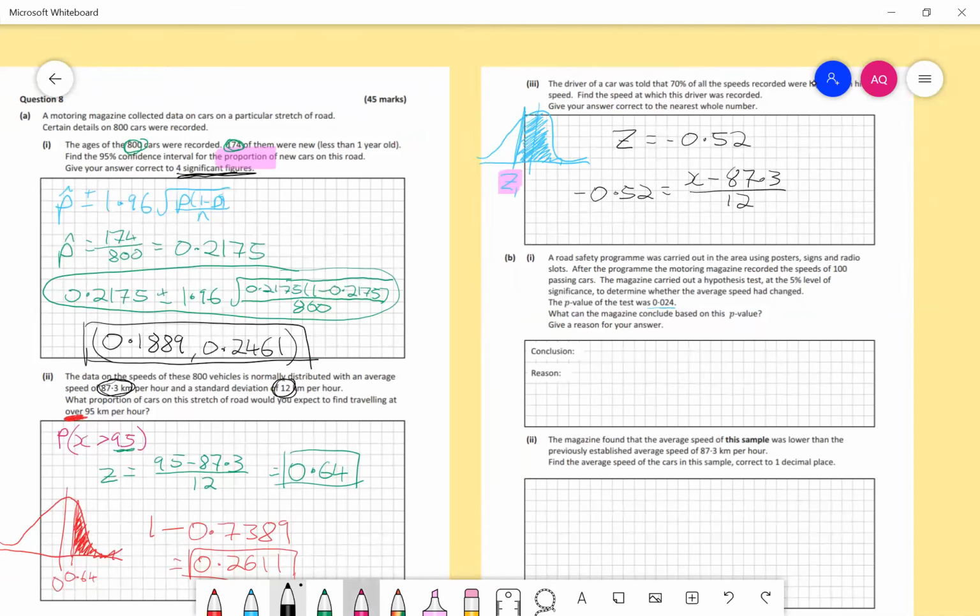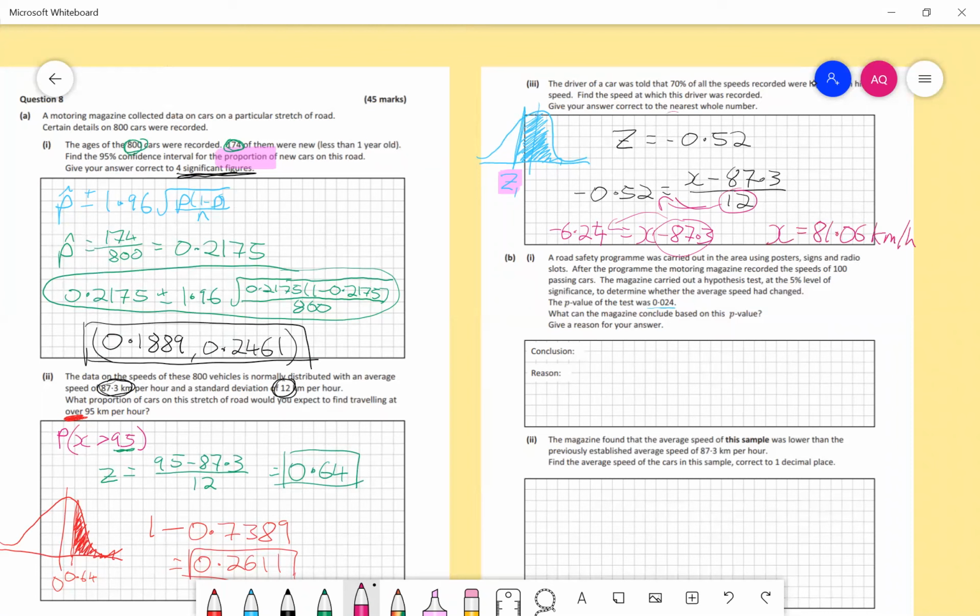Okay, so now what we're going to do with this is take the 12 and multiply it up to the other side. So minus 0.52 times 12 just gives minus 6.24. Minus 6.24 is equal to x minus 87.3. So you now have to take the 87.3 and add it to that side as well. So that's just going to give us an answer of 81.06 as the actual speed. And that's our answer for this. So that is the speed.